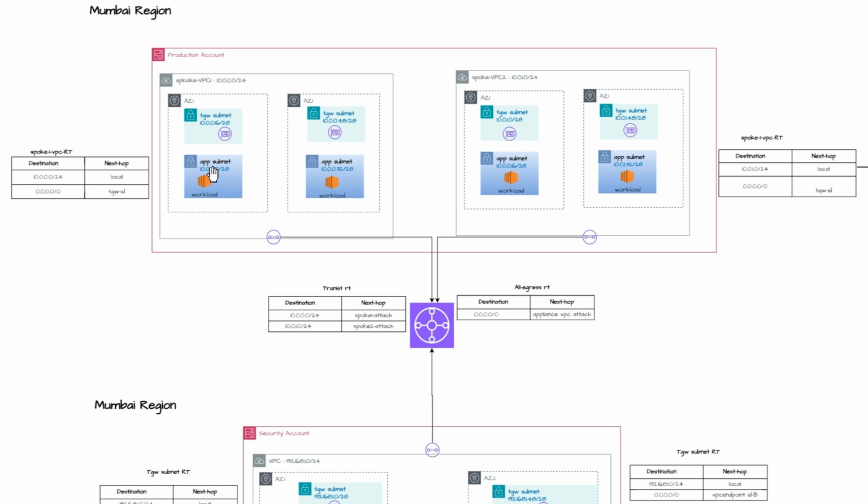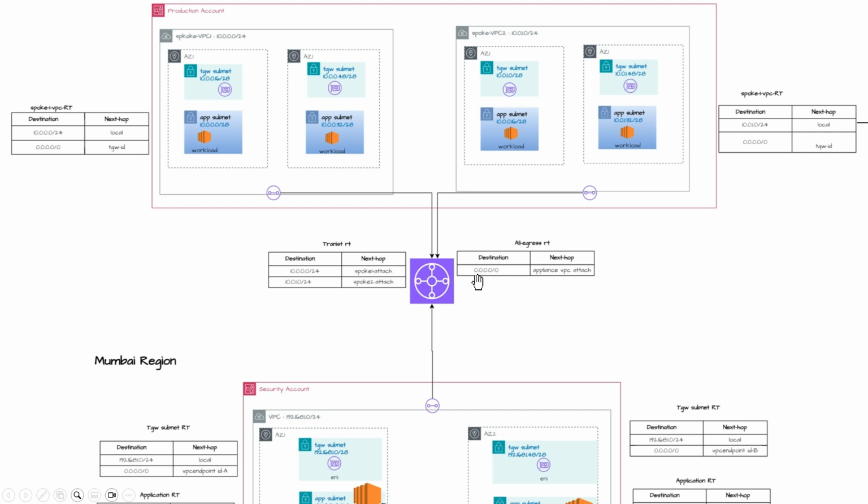A workload in your spoke one VPC, let's say, wants to communicate with the internet. The application uses the default route, which is towards the transit gateway ID. And then your traffic will reach here using the attachment. Now you know that your spoke one VPC is associated with your egress route table. So the transit gateway uses the default route in the egress route table to send the traffic to the appliance VPC, right? And this is exactly what we want. Whatever packets your workloads send, they first go to your appliance VPC, which is this VPC. So it goes via this particular route table.